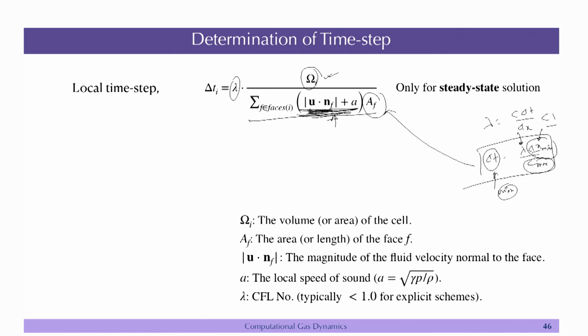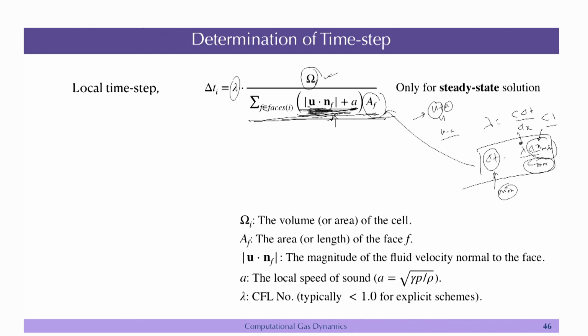If you recall, in the Euler equations we have waves like u plus a, u and u minus a. So, we will take the magnitude of this, which is positive, and plus a, which is always positive, multiply by the face area A_f, and sum across all of the faces. So, this is one way of doing time stepping, but you can also define your own length scale in a slightly different way.